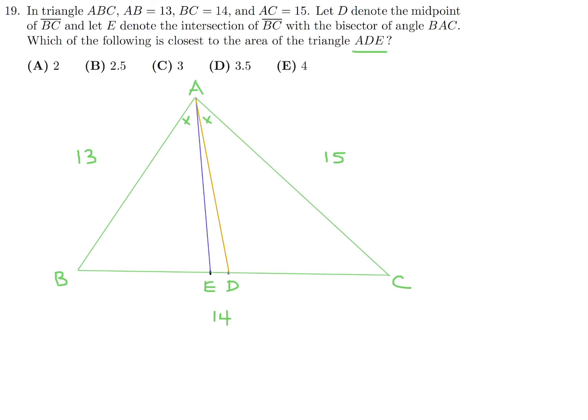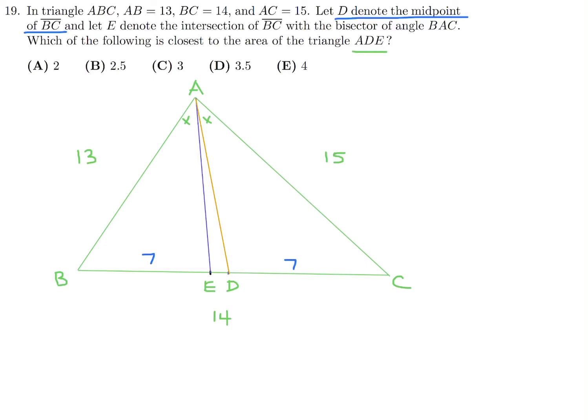So ADE. All right, that little triangle inside, ADE, is the area. Okay. So the first thing I notice is that D is the midpoint of BC, right? So if it's the midpoint, it cuts BC in half. So BC is 14, so therefore DC is 7, and therefore so is BD. BD is 7.